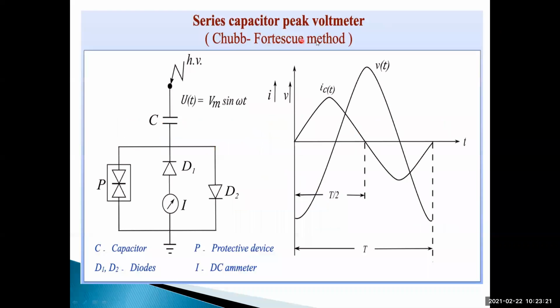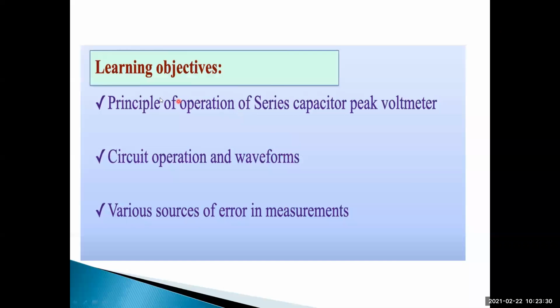Series capacitor peak voltmeter, the last topic from the third unit. The learning objectives: first, we consider the principle of operation of the series capacitor peak voltmeter, the circuit operation and waveforms, and the various sources of errors in measurement. These are the different concepts you have to learn.